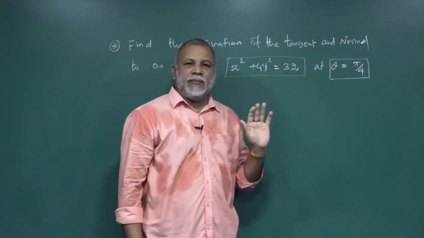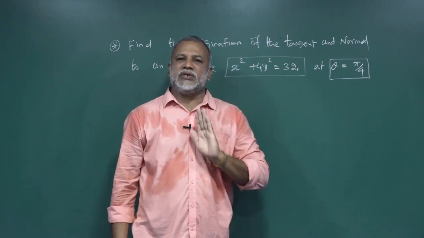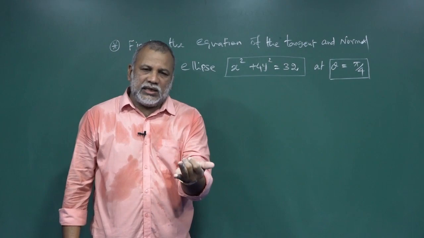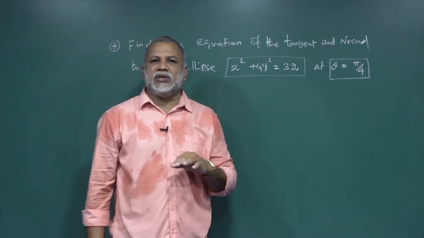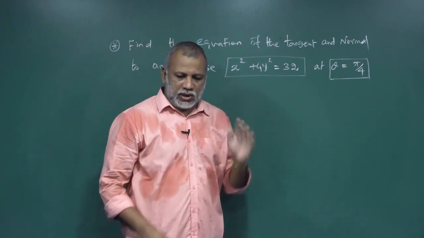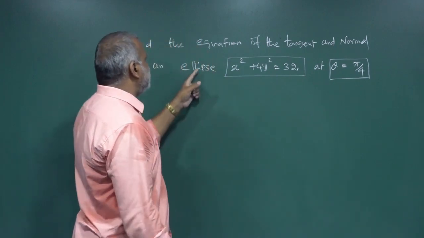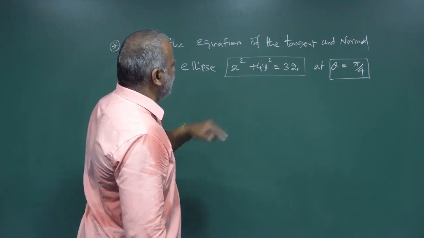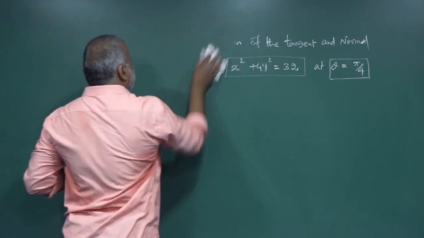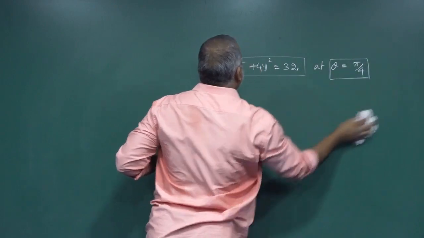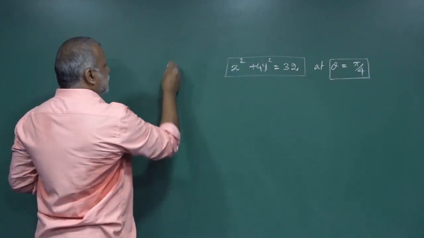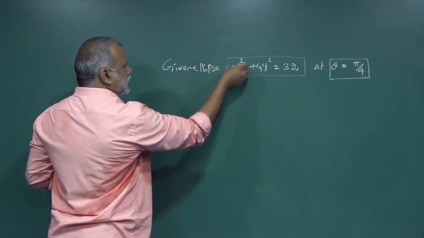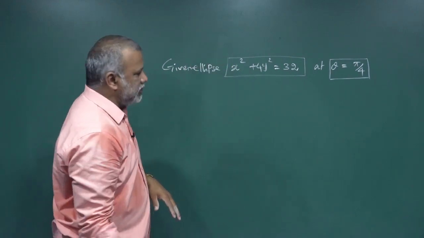Since theta is given, the parametric form is given. That is the first concept. At x1 comma y1, we have a formula. Now listen carefully. We are going to find the equation of the tangent and normal to the ellipse x squared plus 4y squared equal to 32. This is the equation of the given ellipse.